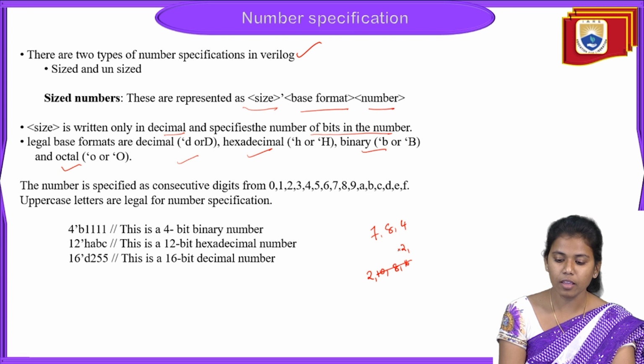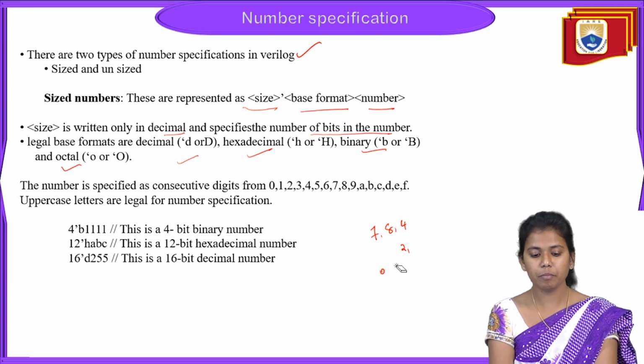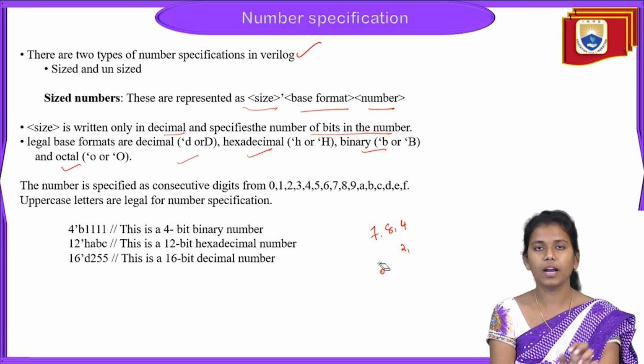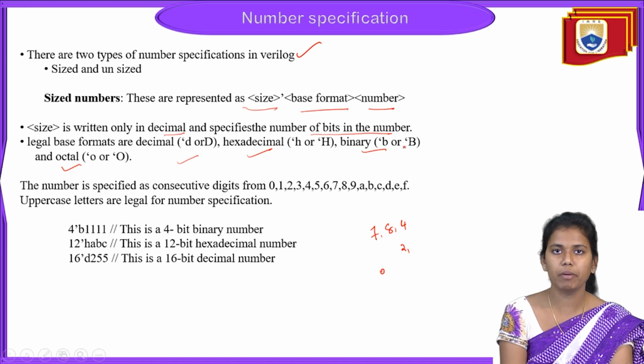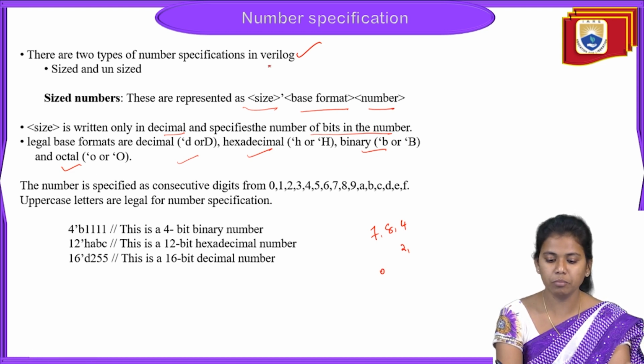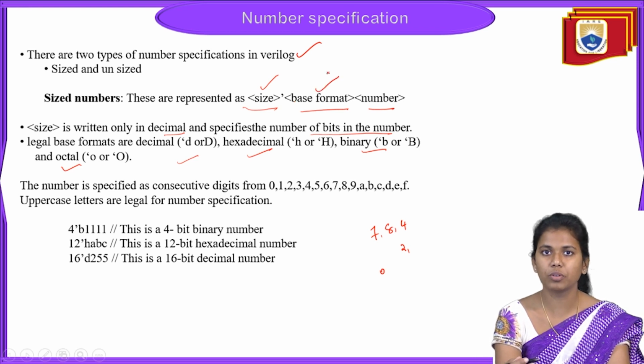So these are the base formats of our decimal, hexadecimal, binary and octal. Now we come to know that in sized numbers we represent the size. The size is nothing but the number of bits. And base formats, what kind of base formats are you taking? It could be, as I said, decimal, octal, hexadecimal or binary.